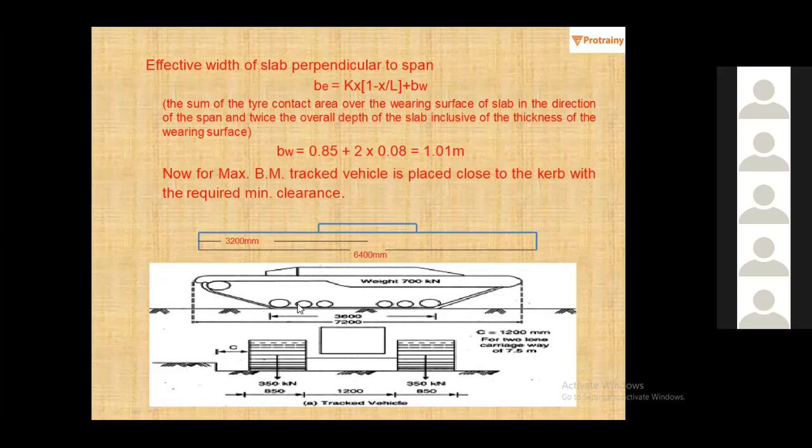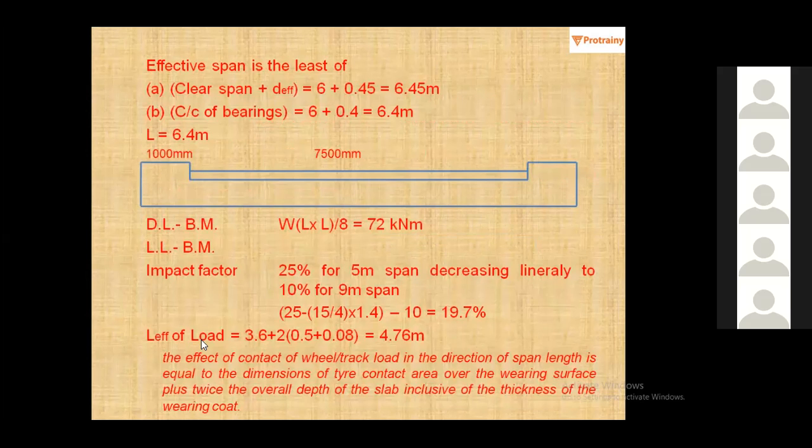Because here the contact area, the contact length of the track is given, that is 3600 mm, right? I'm sure you can see. The contact length is provided as 3600 mm, 3.6 meter. You have to find, because of this 3.6 meter, the load transfer that is happening, how much of the slab from this point ahead and from this point here is affected. That's what we have to find and that is what we call L effective of load.